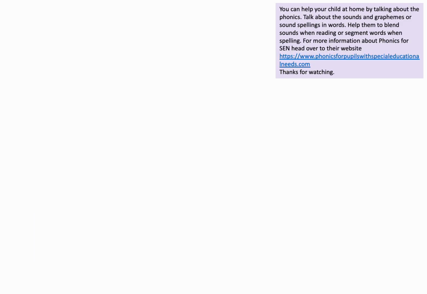You can help your child at home by talking about the phonics, talk about the sounds and sound spellings in words, help them to blend sounds when reading or segment words when spelling.